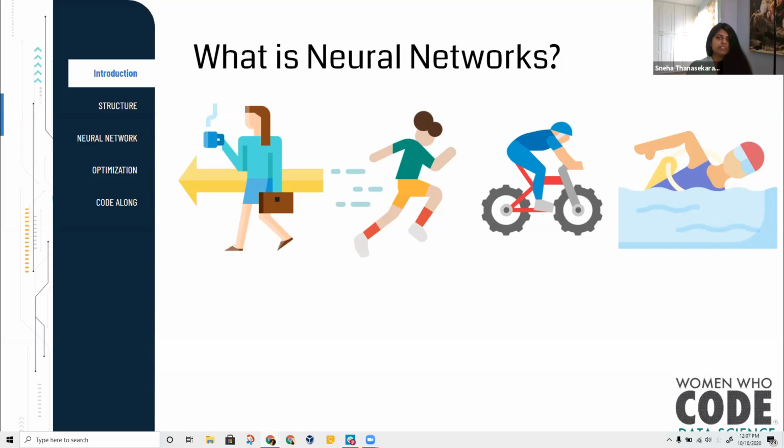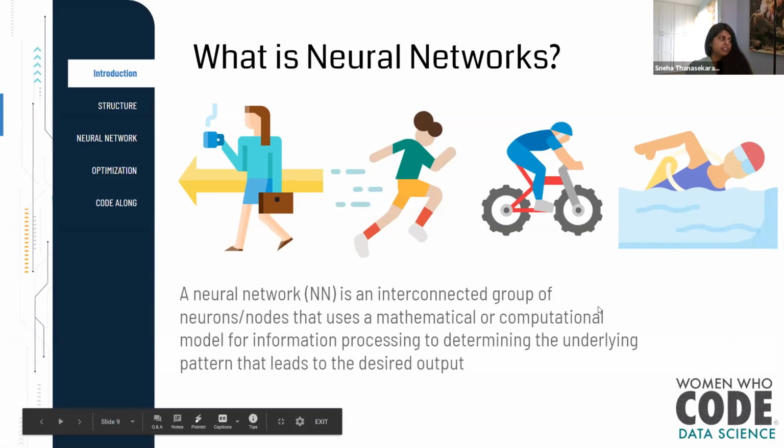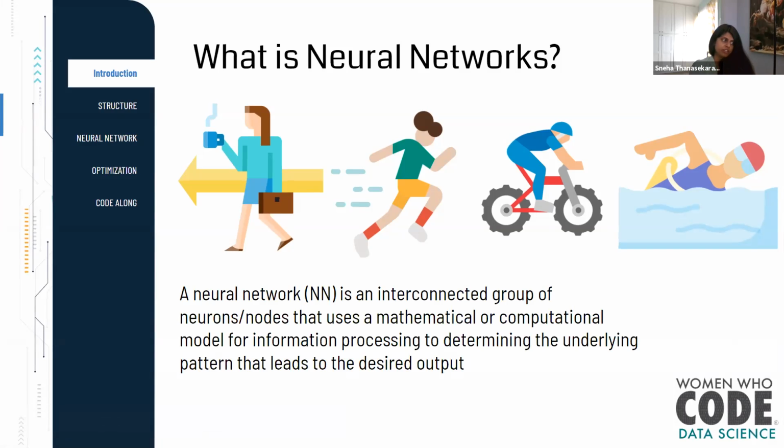And this is where neural networks come into play. Instead of trying to define the rules or understand the underlying pattern, in neural networks, we typically provide the answer along with the data. And we tell the machine to infer the rules that determine the relationship between the answers and the data. So to reiterate the definition, a neural network is an interconnected group of neurons or nodes that uses a mathematical or computational model for processing information to determine the underlying pattern that leads to the desired output.